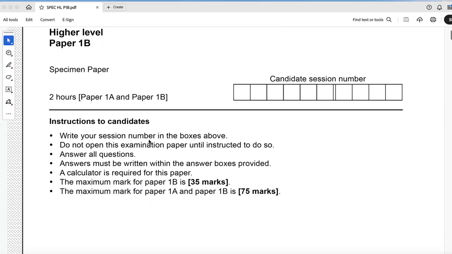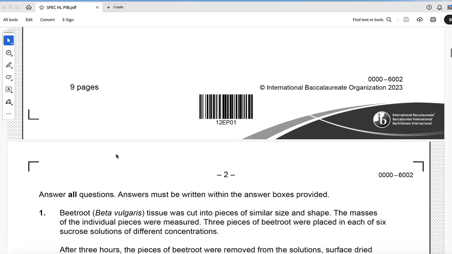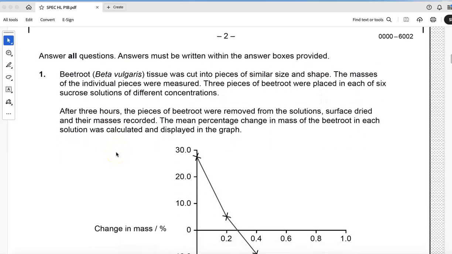So let's have a look at this paper. One thing it says, you need a calculator. I would make sure you also bring a ruler to this exam paper. You'll also obviously have your pens. You're going to get 4 questions. Each of those questions is going to be based on one of the 4 themes. They won't identify the theme, but that's just to let you know.